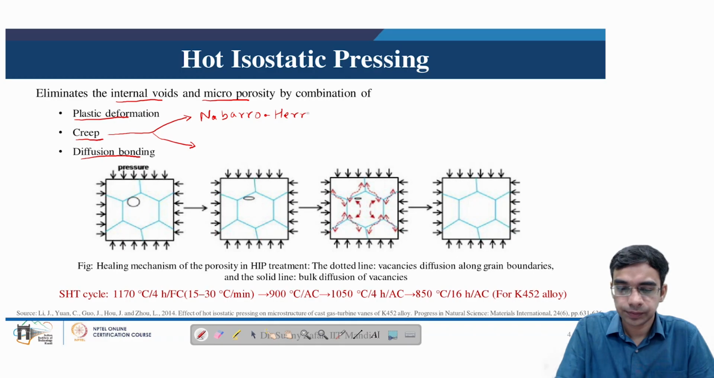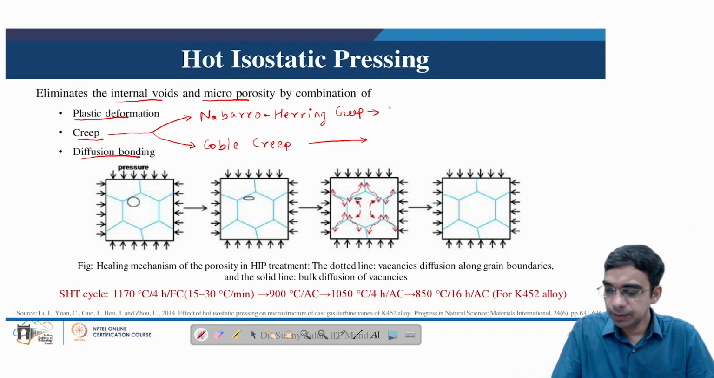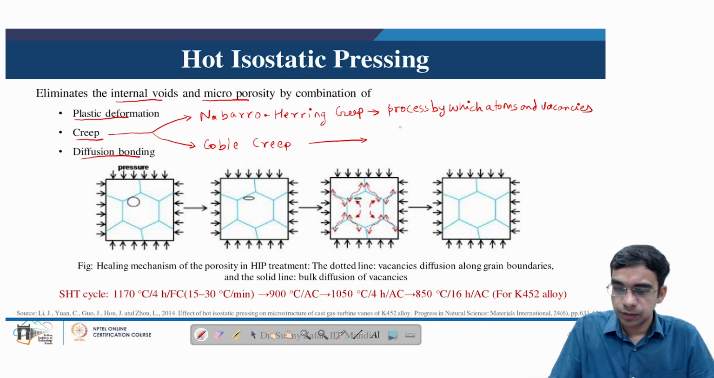Herring creep, and the other creep which is taking place here is the Coble creep. Fundamentally, both of the creep mechanisms are different. The Nabarro-Herring creep is a process by which atoms and vacancies flow through the lattice.